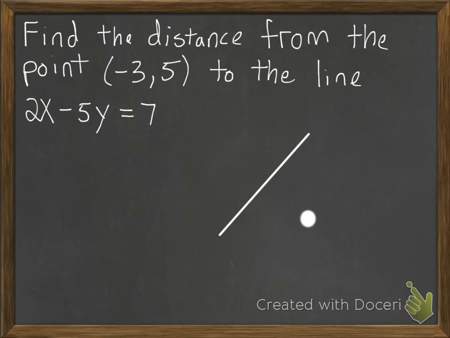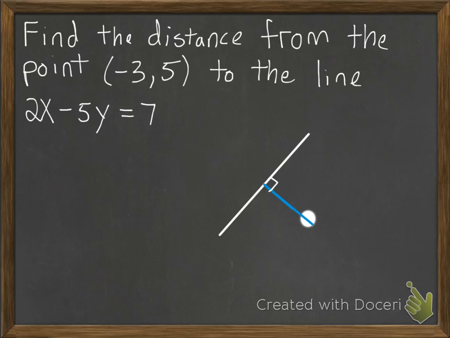So if we have any old point down here, and any old line, when we measure the distance from that point to the line, there's lots of different ways you can get to that line. We want to go to the line in such a way that we're perpendicular to the line, so that we are crossing at a right angle.